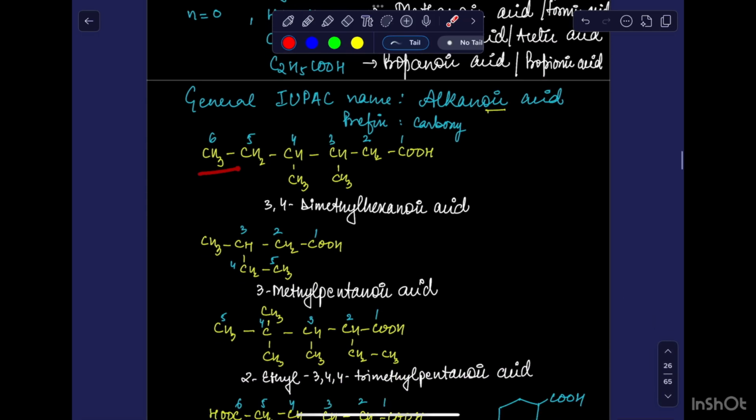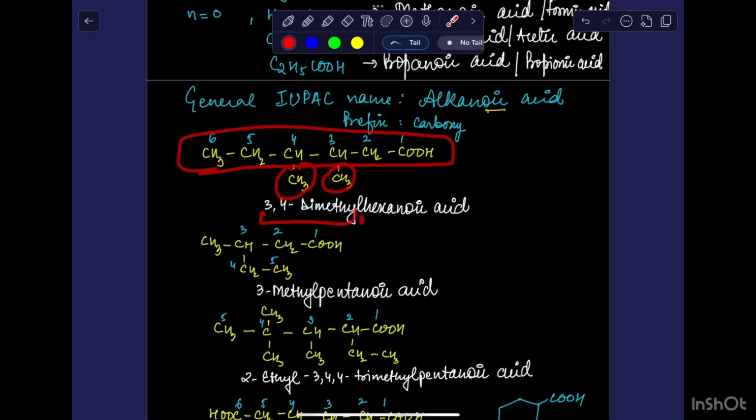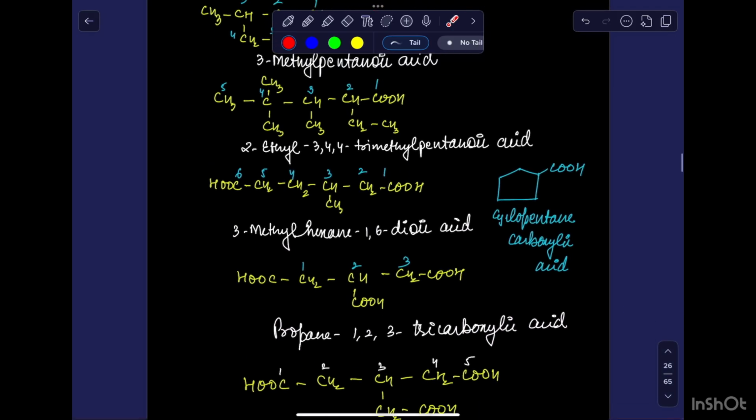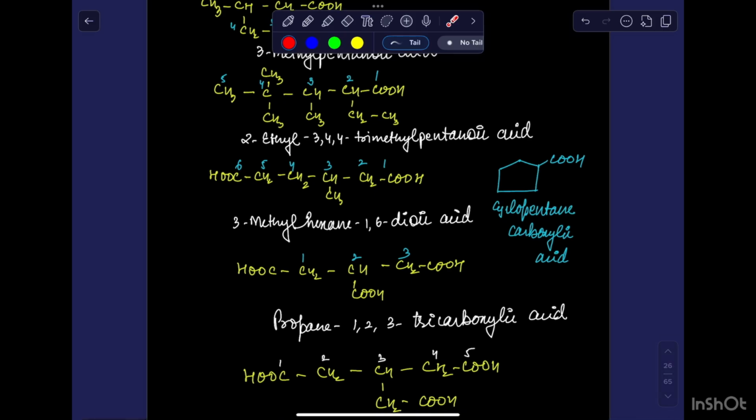If the number of carbon is 1, you'll write methanoic, 2 ethanoic, like this. So here in this particular case, it is a hexanoic acid in which there are 2 branches of methyl at carbon number 3 and 4. So the name is 3,4-dimethyl hexanoic acid.